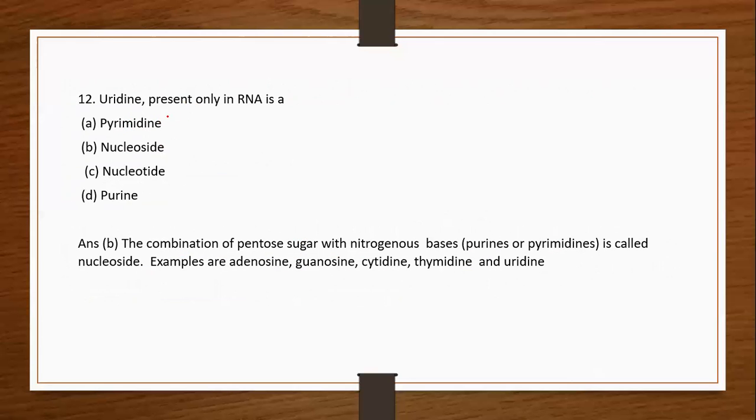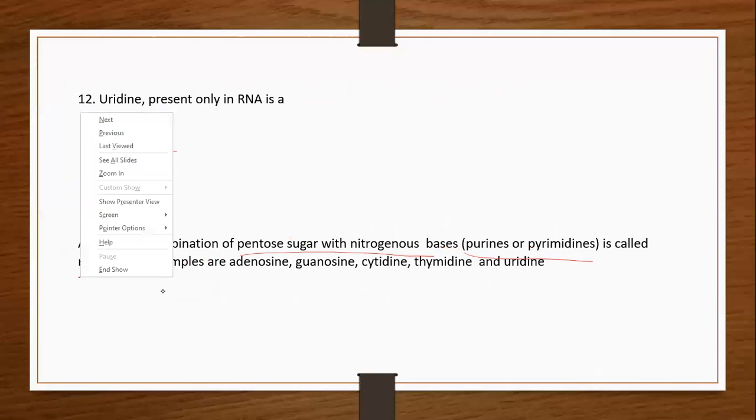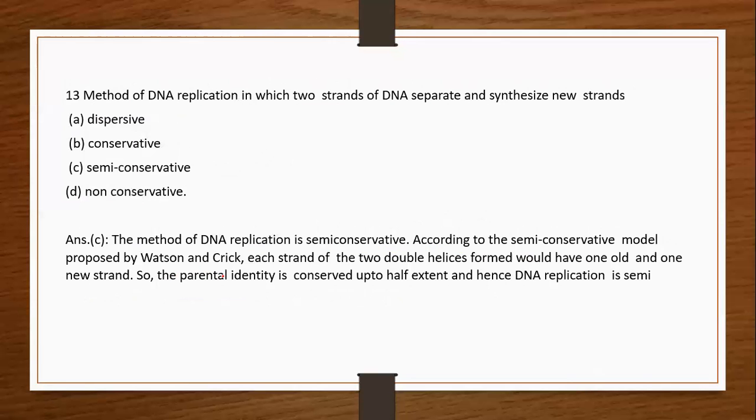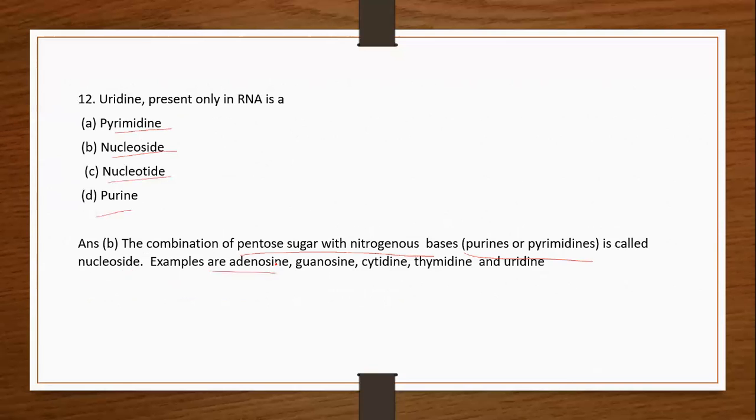Next question is, uridine present only in RNA is a pyrimidine, nucleoside, nucleotide, or purine. Now we know that the combination of pentose sugar with nitrogenous bases, that is purines or pyrimidines, is known as nucleoside. Examples are adenosine, guanosine, cytidine, thymidine, and uridine. So option B is the correct answer, that is nucleoside.